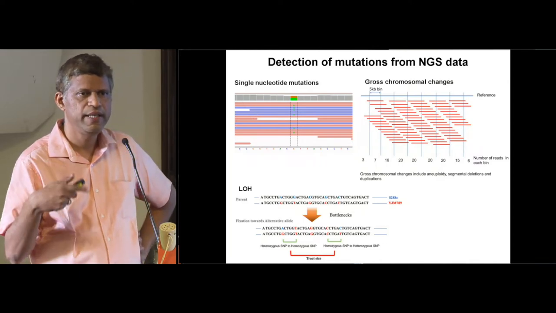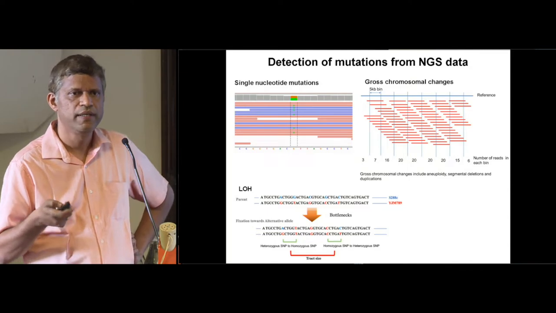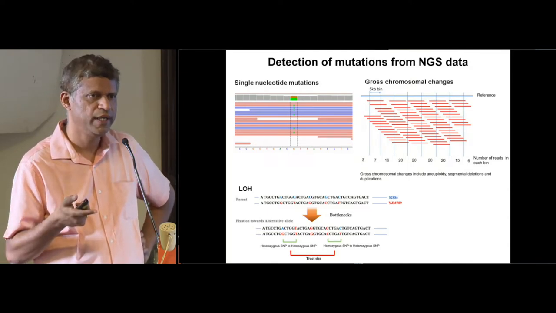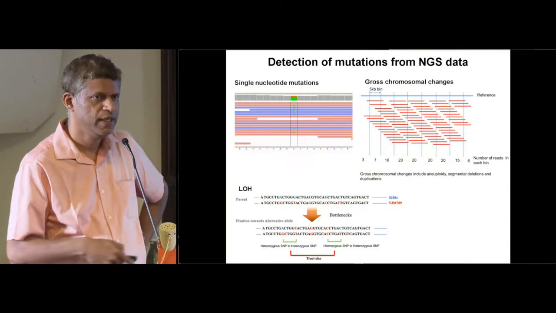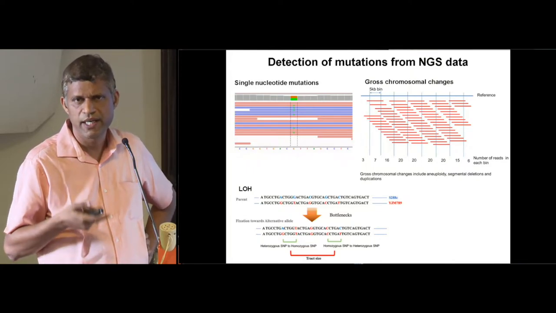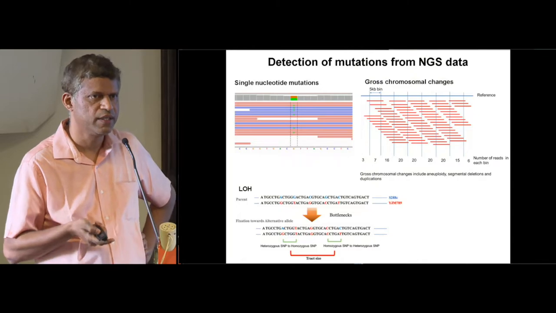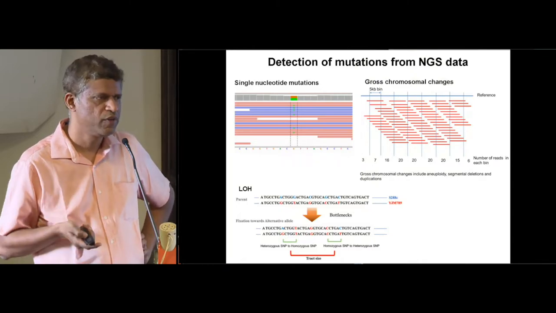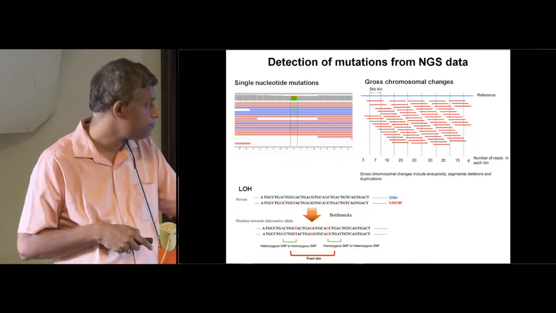You can also look at things like gross chromosomal changes, basically by doing copy number analysis. When you align the NGS reads to the reference genome, in some regions you may get more alignment, in some regions you will get less. This type of copy number variation will suggest whether there were any segmental deletions, duplications, and so on. So all this kind of information you can generate.